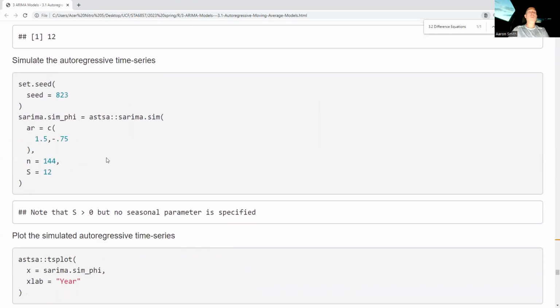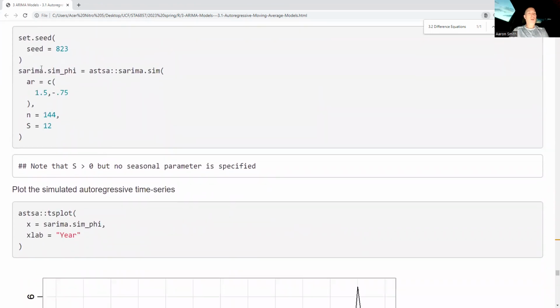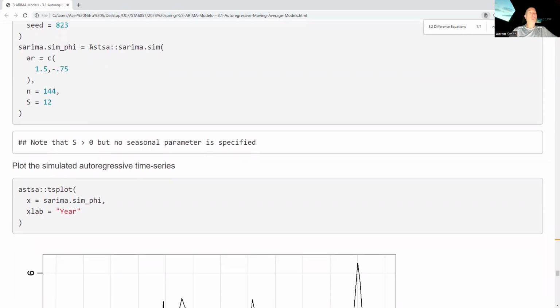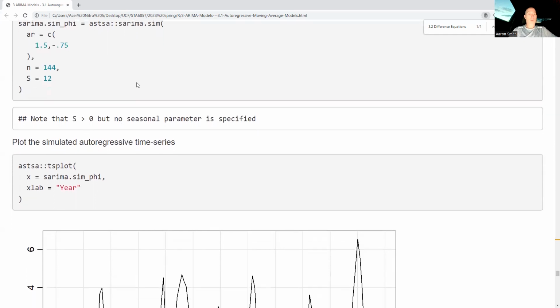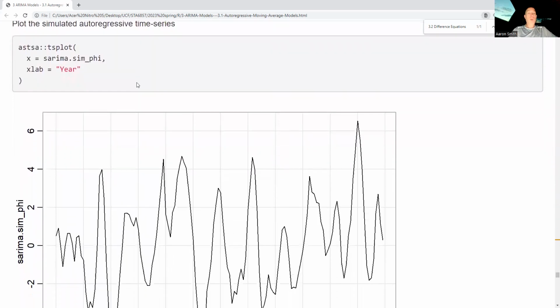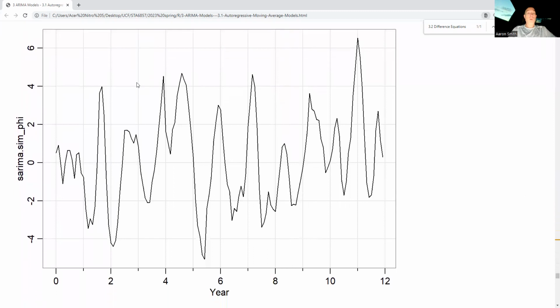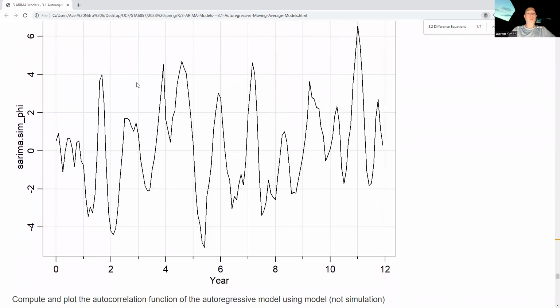And so now let's go ahead and simulate a time series with these features. Here are my autoregressive coefficients. Notice that I dropped the 1 in here. That's important. I'm going to say I want 144 of them, and with a period of 12. And we're using TSA's ARIMA simulation function. And so here is a simulation of the autoregressive process that we created.